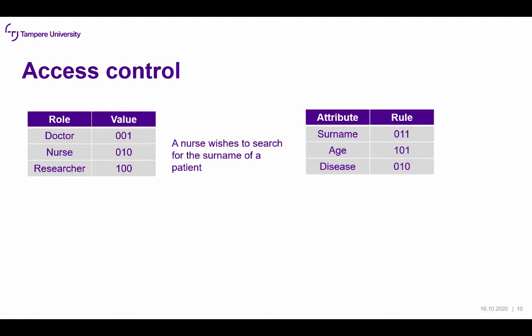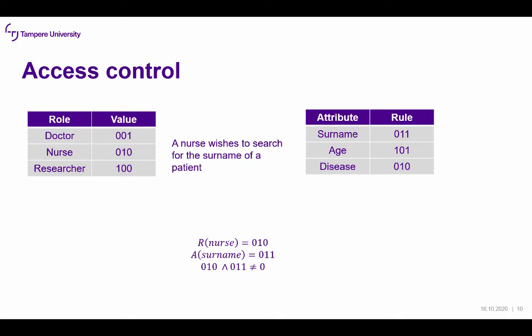So, in this case, we'll look at the binary string that is associated with the role of the nurse, which in this case is 010, and then we'll look at the binary string associated with the attribute surname, which is 011. Finally, we calculate the logical conjunction of the two binary strings, and if it's not 0, as in this case, then the nurse can indeed search for that specific attribute.